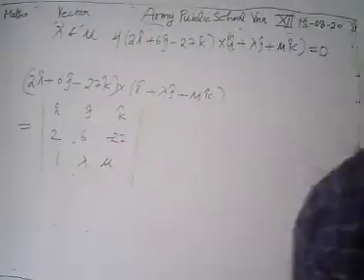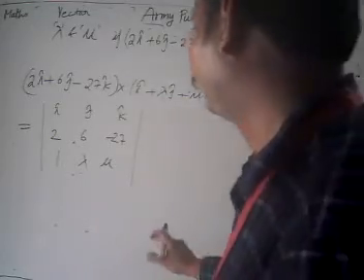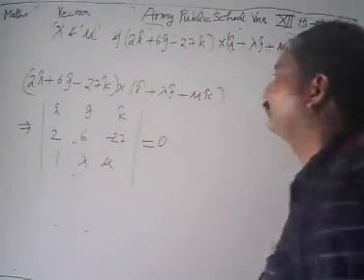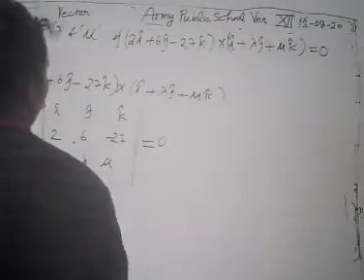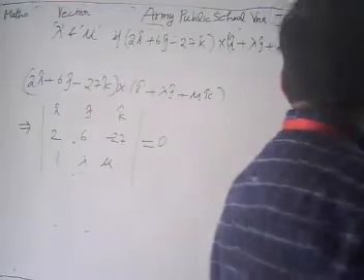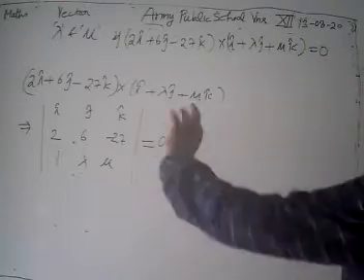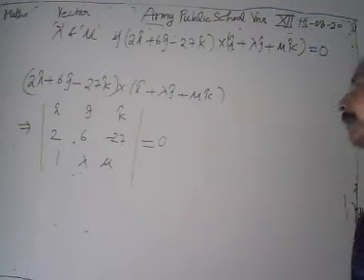First of all, it's given that the cross product is 0, so we express it in determinant form: 2, 6, minus 27, and 1, lambda, mu. Now look, its cross product is 0. We can also suppose that if the cross product is 0, then these vectors are obviously parallel to each other, but we have to find the value of lambda and mu.